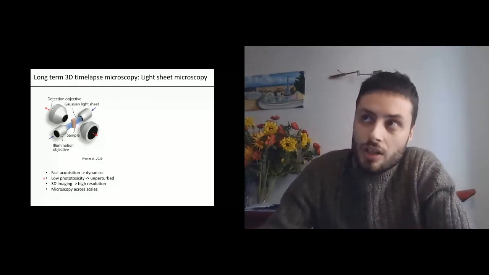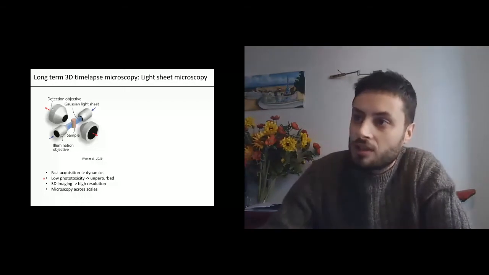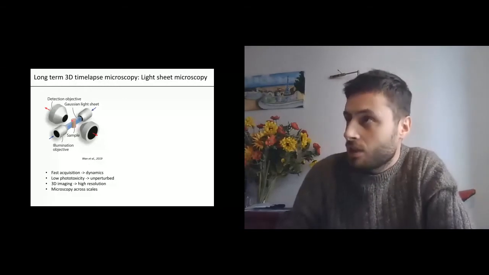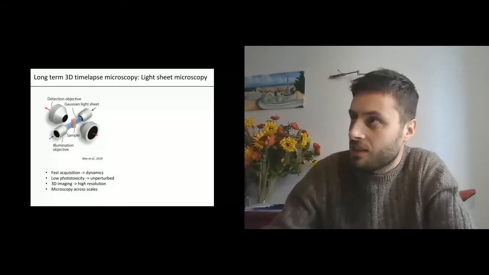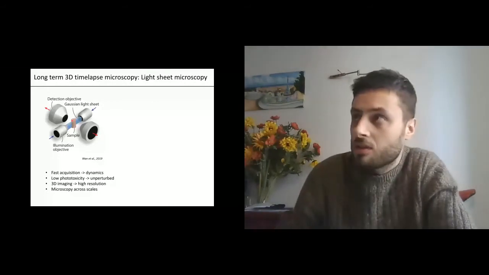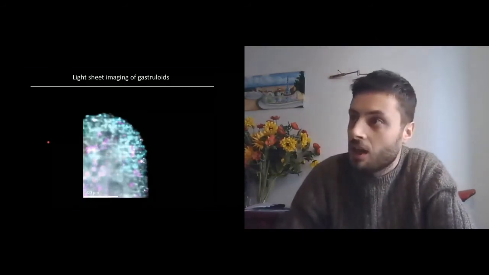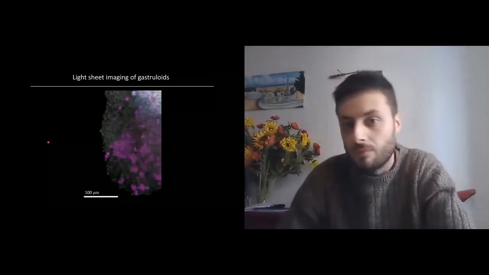It naturally allows you to move the sample in the orthogonal direction to the light sheet, so to perform 3D high-resolution imaging, and importantly, it can perform microscopy across scales. An example of this is again a gastruloid in which there is the fluorescence intensity for genes that are expressed in 2 different regions of the gastruloid. And now using light sheet microscopy, it is possible to move inside the gastruloid and visualize and probe every single cell that is inside it.